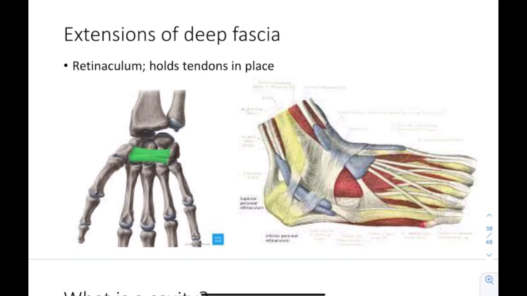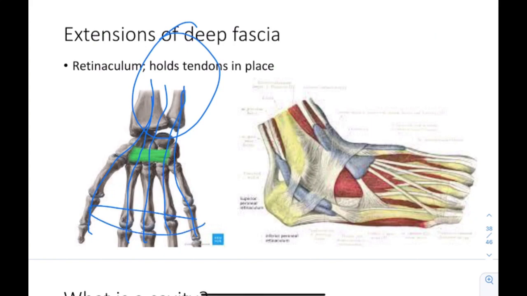Another extension of the deep fascia is something called the retinaculum, which holds the tendons in place. So here you would have tendons coming like this underneath the retinaculum. And then you'd have a muscle here, of course, that contracts. And then when it contracts, the tendons move. And so you can move your fingers.